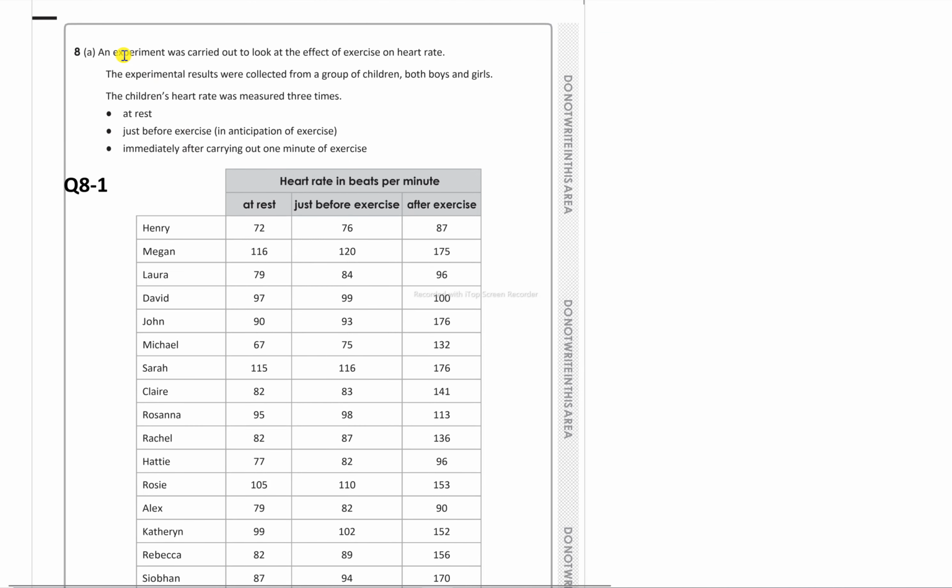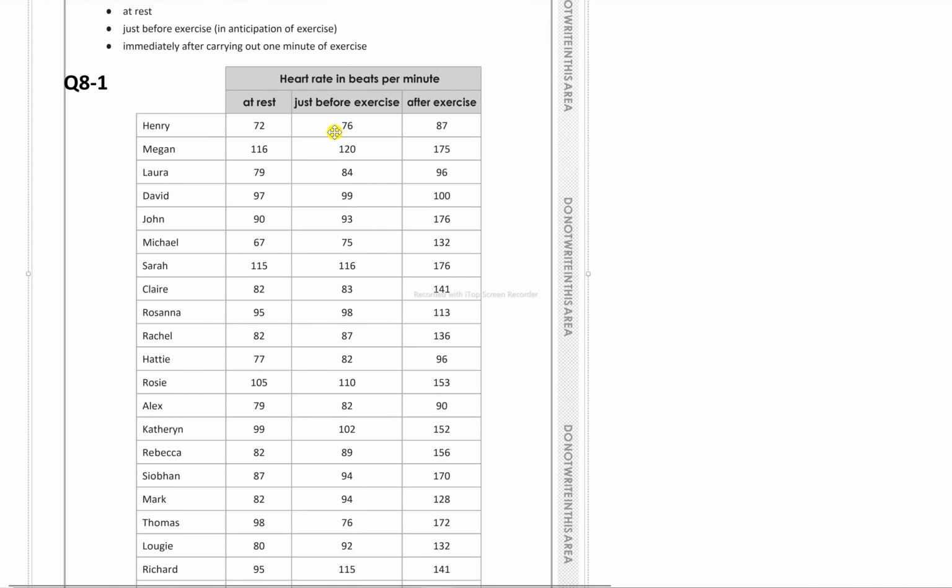Right. You've got an experiment to look at the exercise on heart rate. Children, both boys and girls. It was measured 3 times. At rest, just before exercise, and immediately after carrying out 1 minute of exercise. So you've got rest, 76, it goes up a bit just before, as you're getting excited, you're anticipating it, your adrenaline kicks in. And then straight after, because you've been running or exercising, your heart rate's higher to supply your cells with oxygen and energy for respiration.